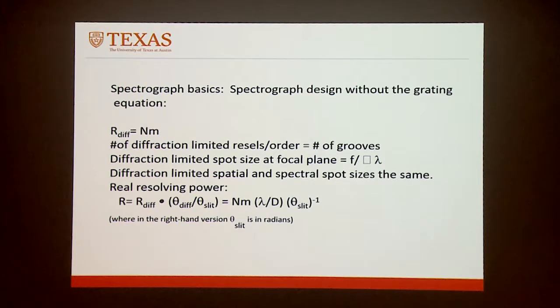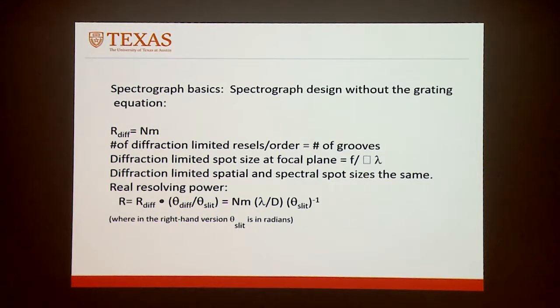And then another thing is that, unless you mess with your optics in a totally weird way, the diffraction limited spatial and spectral spot sizes are the same. So when you disperse the light, the diffraction along this dispersion direction and across the dispersion direction, a spectral resolution element and a spatial resolution element have the same size.